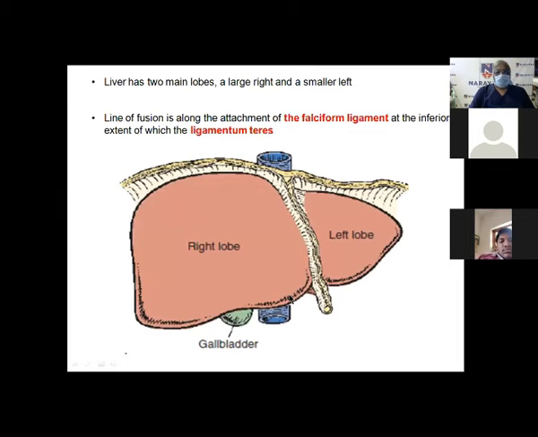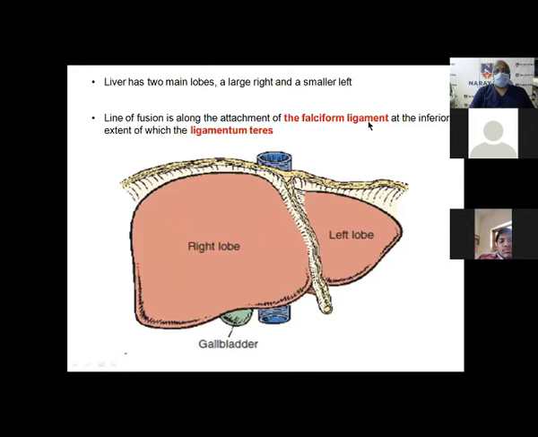The liver has 2 main lobes, which are only anatomical. They are not functional. The functional division goes from the gallbladder fossa to the IVC. That is called Cantlie's line, which divides the functional lobes with individual right and left ducts. This is anatomical. Your right and left is no more being used for surgical purposes.